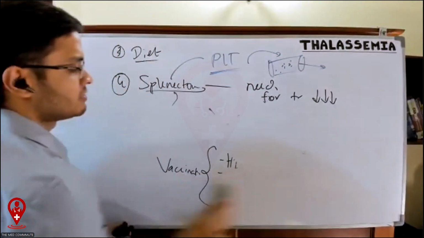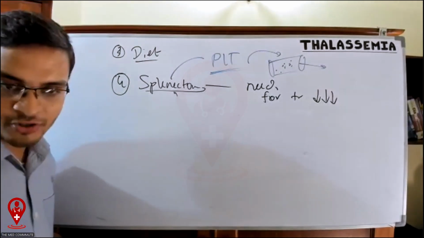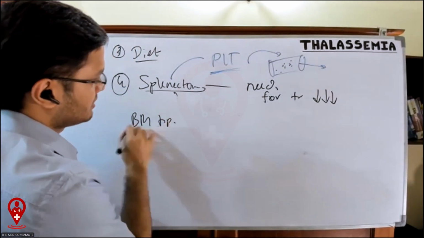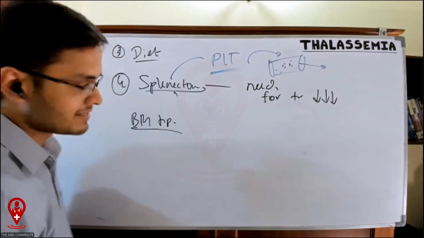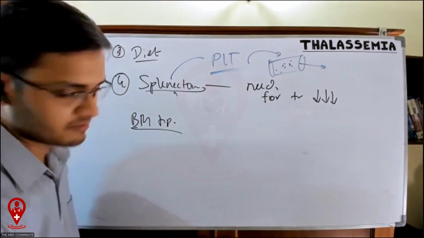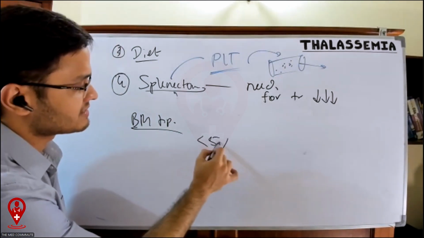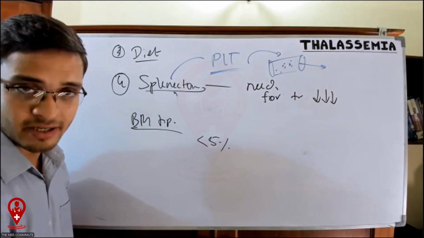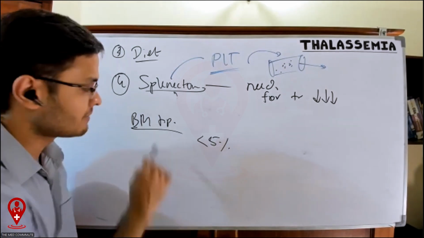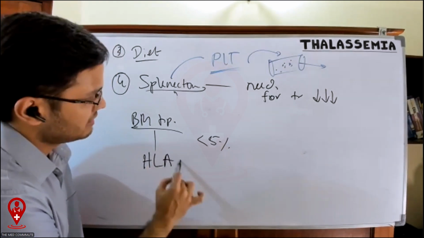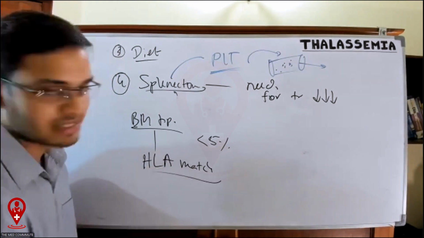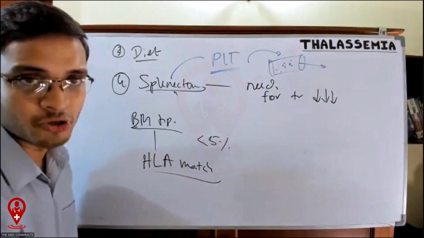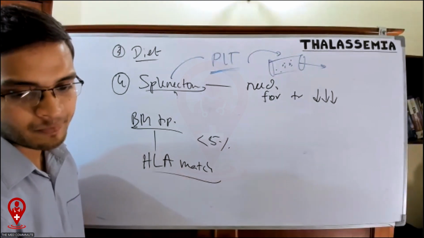For thalassemia, we only have one actually. The curative option is bone marrow transplant. The bone marrow transplant is quite effective. The 3-year mortality is usually, they say, less than 5%. But the problem is, it's very difficult to find the HLA match. It's very difficult to find an HLA matched donor.